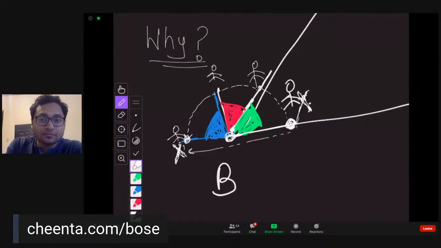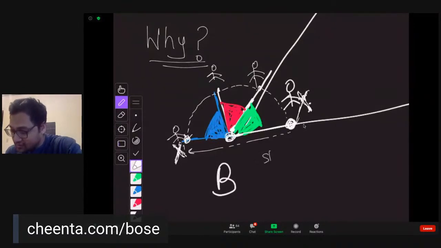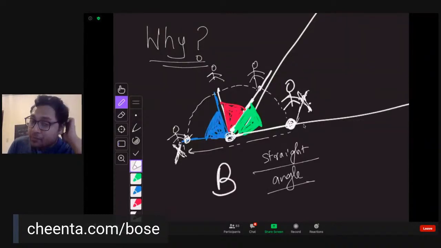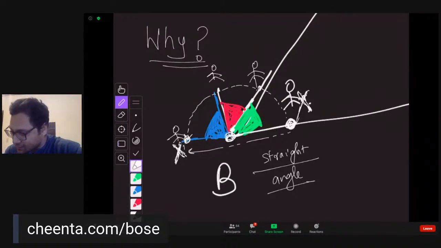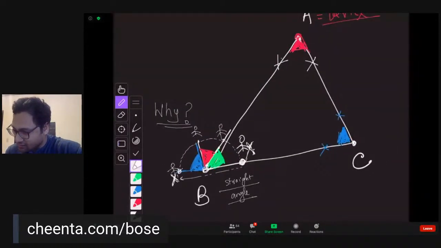Why does this happen? Why does this add up to this straight angle? Let's call this the straight angle. Why does it add up to be the straight angle? What is the reason that it adds up to the straight angle? That's the main question. Okay, so let's look at this. Why does this add up to the straight angle?